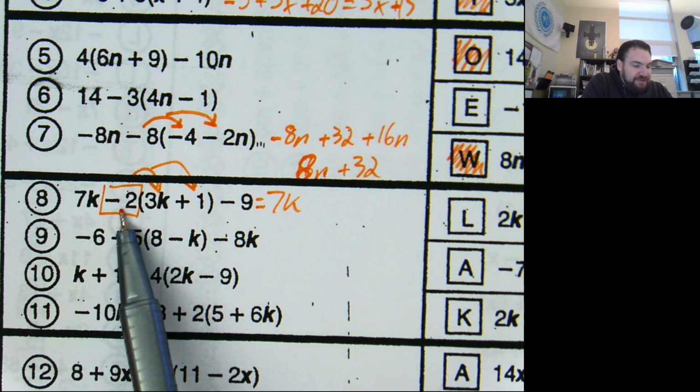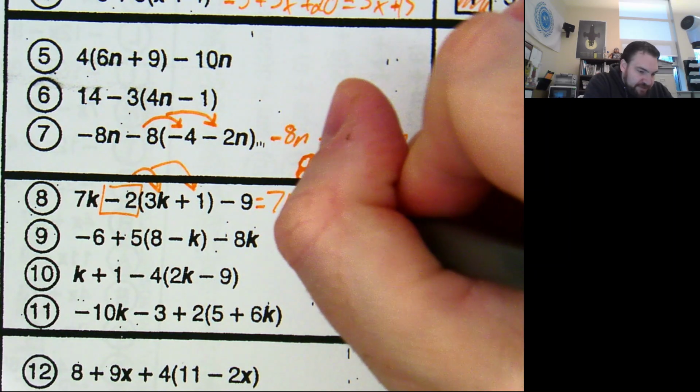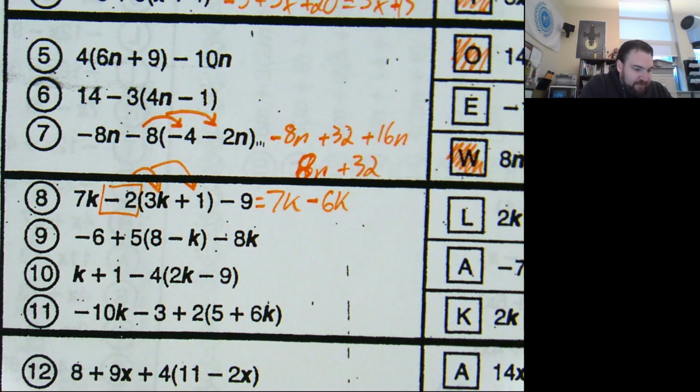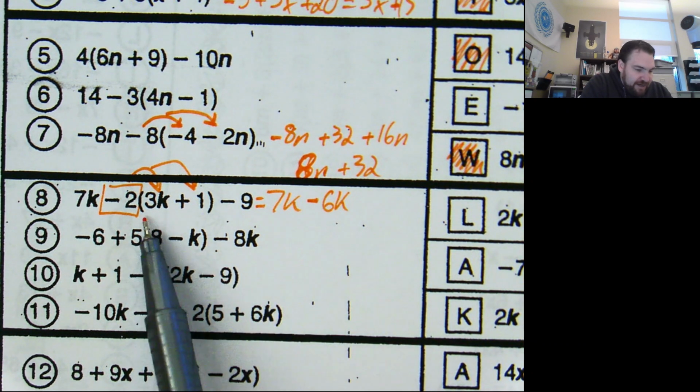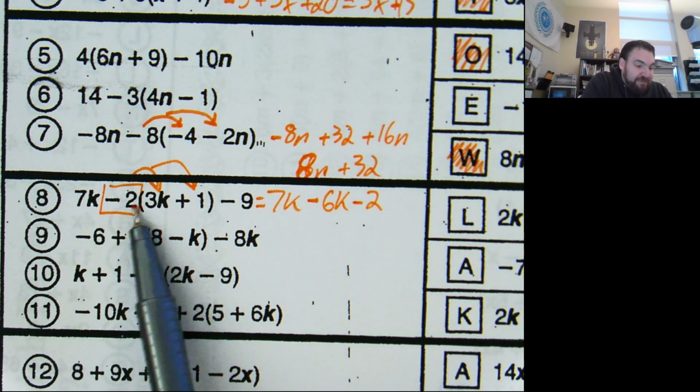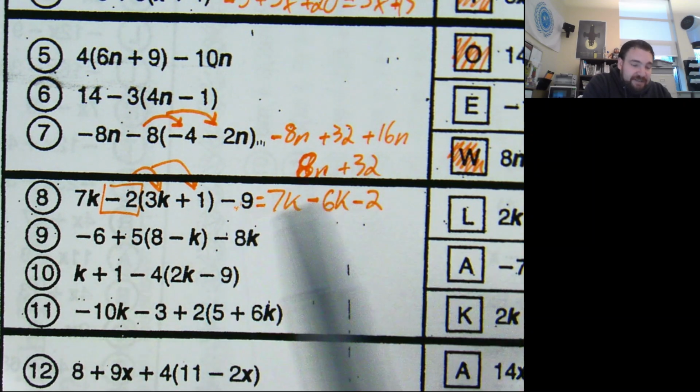And then negative 2 times 3k is going to be negative. Negative 2 times 3 is negative 6. And nothing multiplies with the k, so it just comes along for the ride. Negative 2 times positive 1 is going to be minus 2. That's the multiplication done, and then this minus 9 is going to get tacked on at the end.